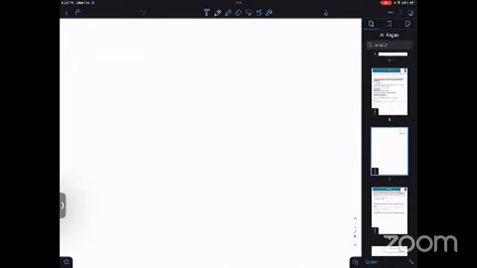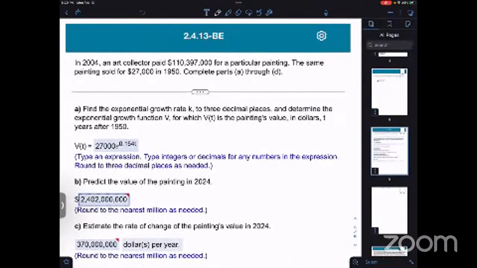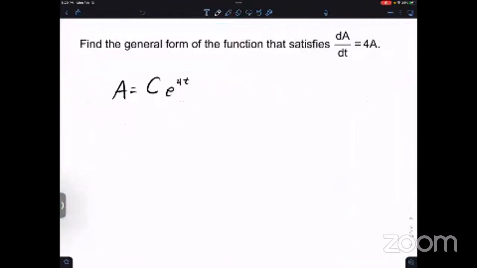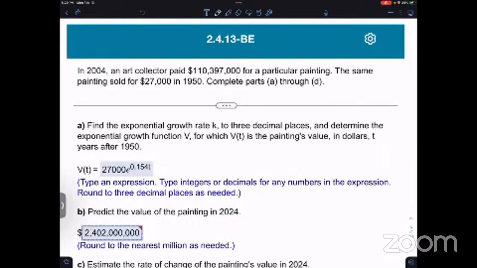Let's see. I guess I thought I needed more space for that one, but that's fine. Oh, okay, here it is. That's where we left off. Okay. All right. We have a few more.